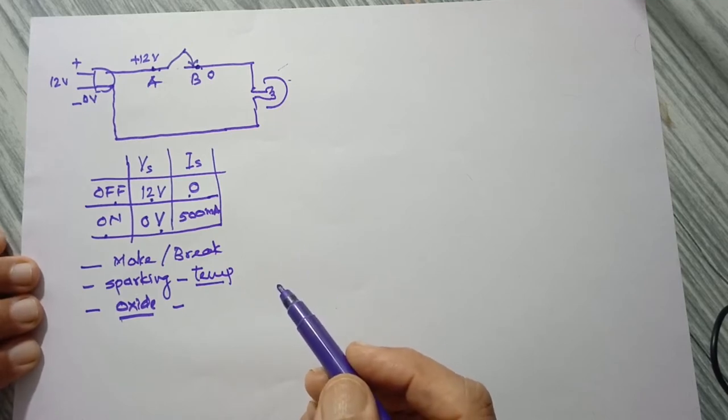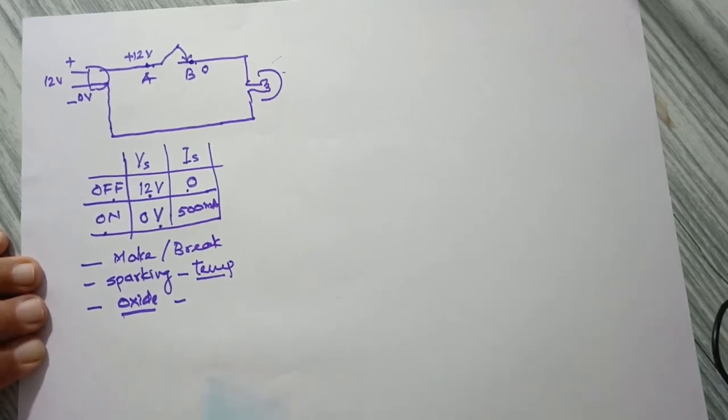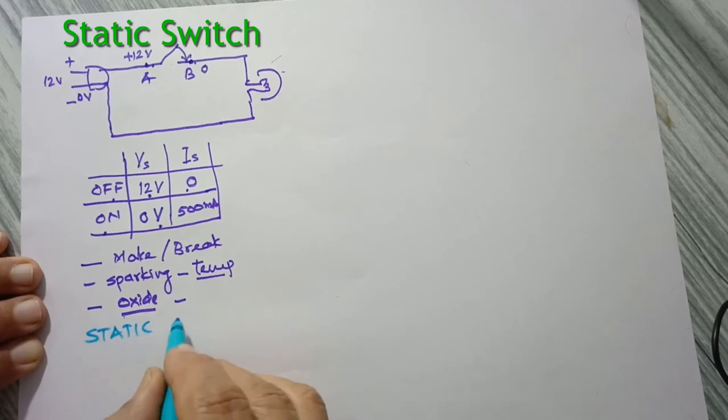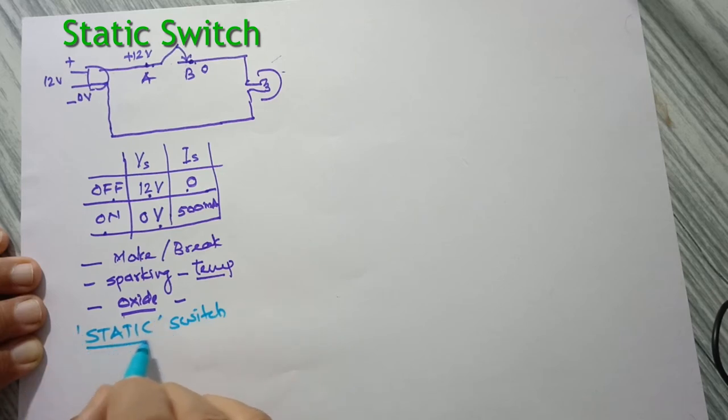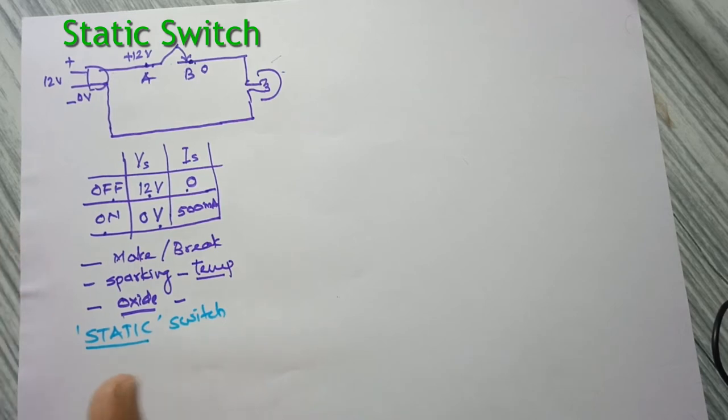So what is the solution to this? The solution is to use what is called a static switch. The name static indicates that there is no make and break, but still sometimes current will go and sometimes current will not go, depending upon its state, whether that switch is on or off, without make and break.